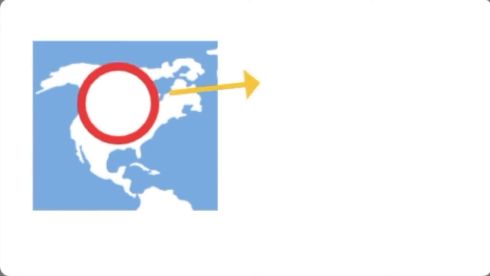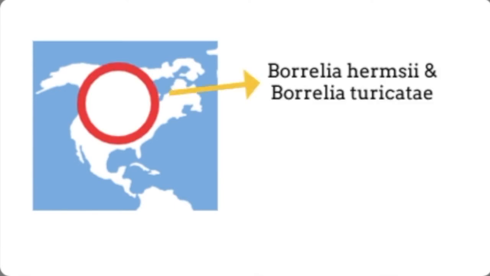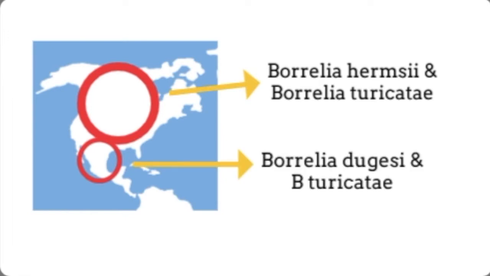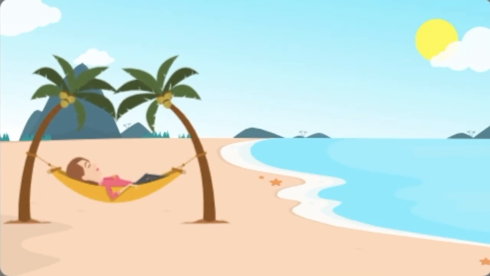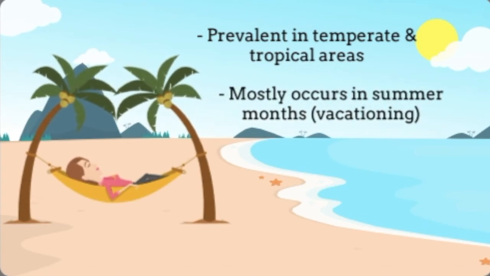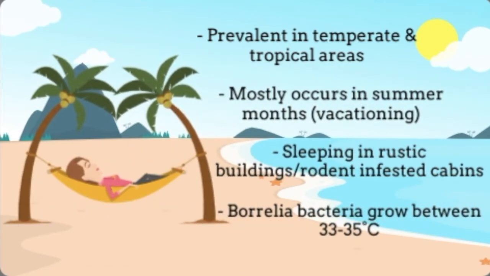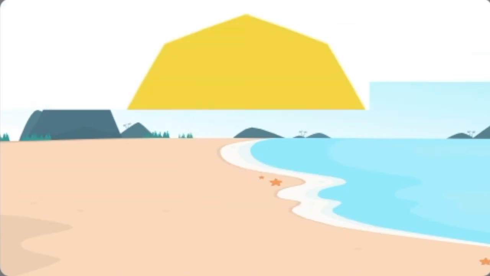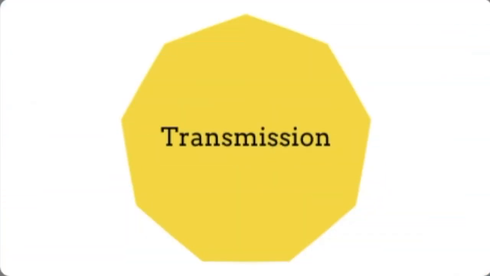In North America, the two most common pathogens of tick-borne relapsing fever are Borrelia hermsii and Borrelia turicatae. There have also been reports of Borrelia dugesii and B. turicatae in Mexico. Most cases occur in the summer months when people are vacationing and sleeping in places where there are rodent infestations such as cabins or rustic buildings. This disease is prevalent in temperate and tropical areas, and the bacteria can grow at temperatures between 33 and 35 degrees Celsius. So how does this disease transmit to humans?